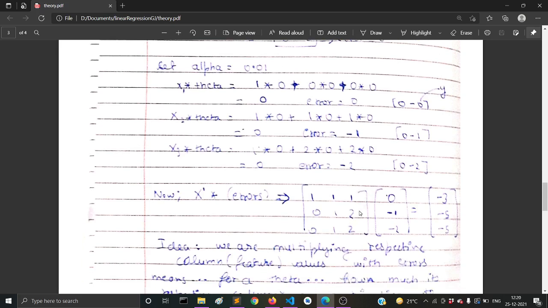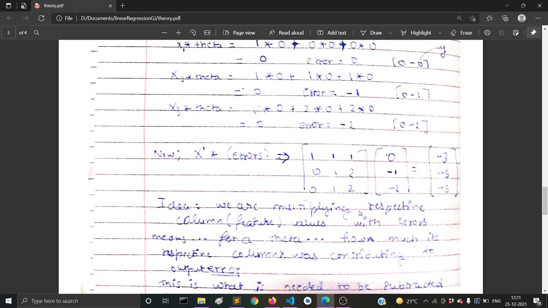Now the next step, if you remember, is that you have to weight your error according to your x values. You can think of it this way: the greater the value of x, the more it will contribute to the error. So the more it needs to be subtracted in the next iteration to optimize theta. Something like that, as a basic intuition.